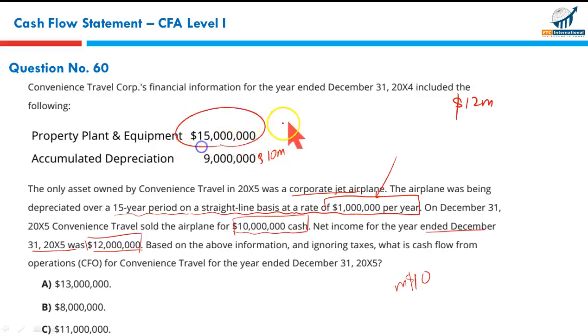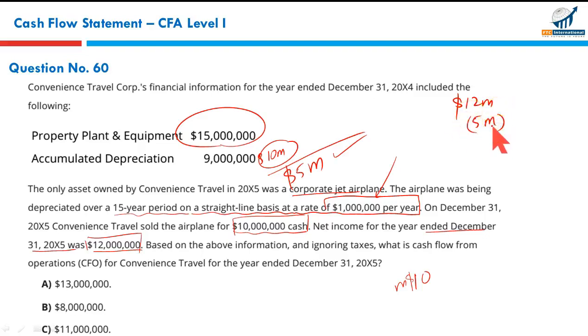This is the original book value or historical cost. This is the depreciation charge so far. It means the net book value is $5 million. If this asset has a book value of $5 million and it is being sold for $10 million, it clearly tells us that there has been a gain of $5 million. Because the book value is 5 million, we are selling it for 10 million. It means 5 million represents the gain over the period.